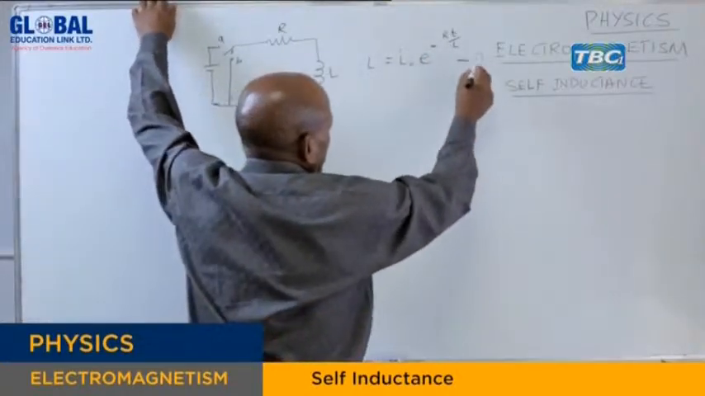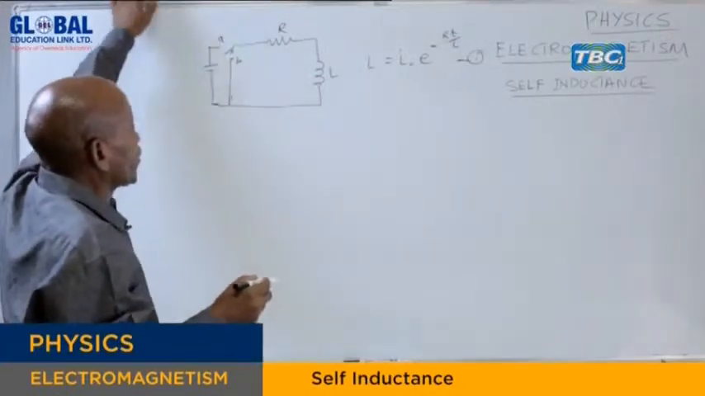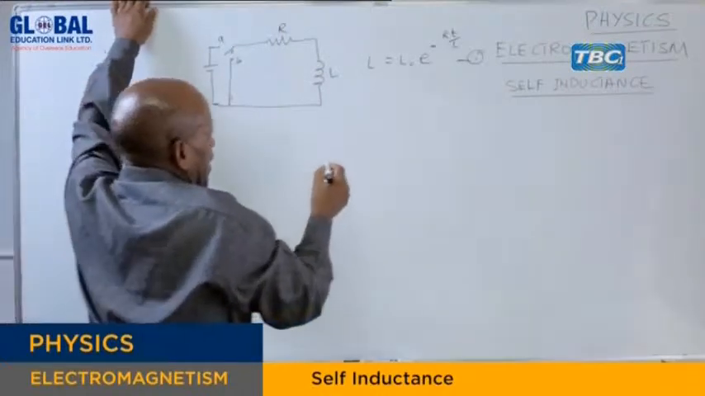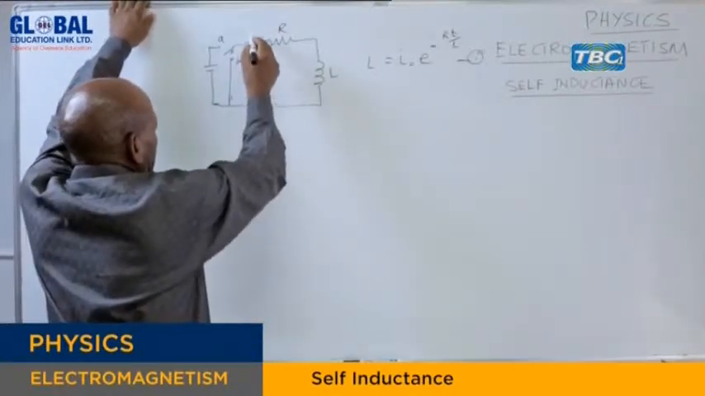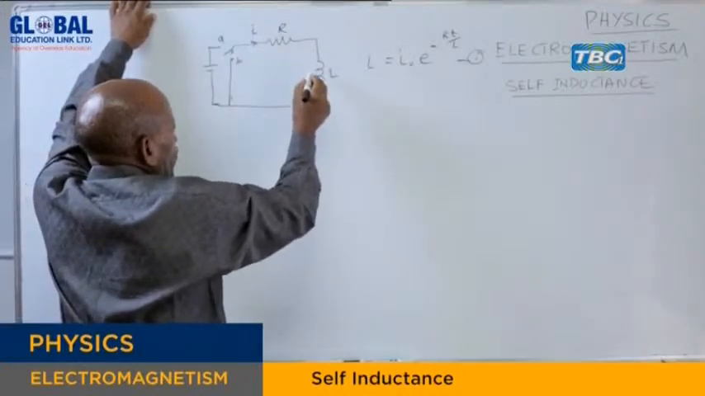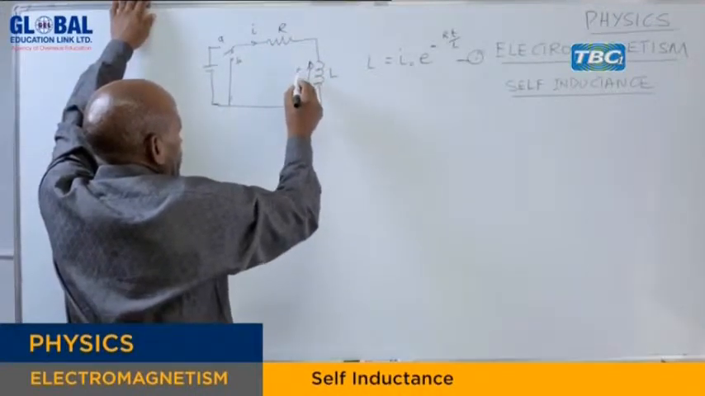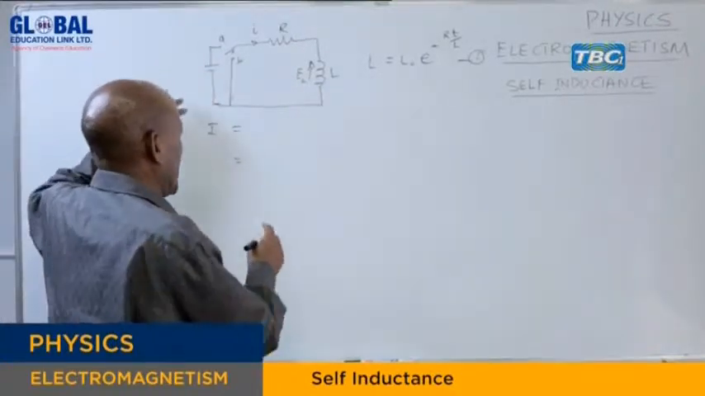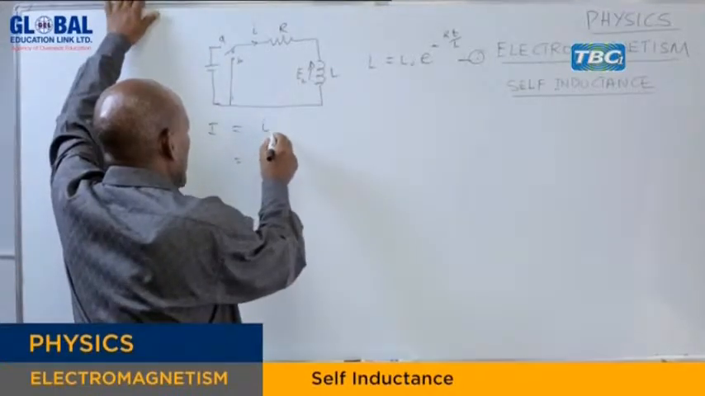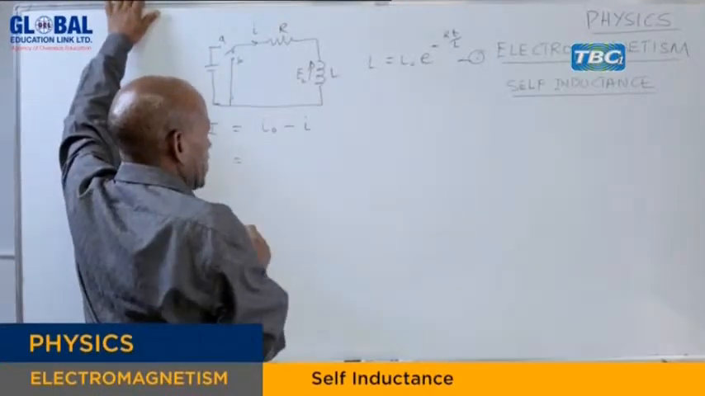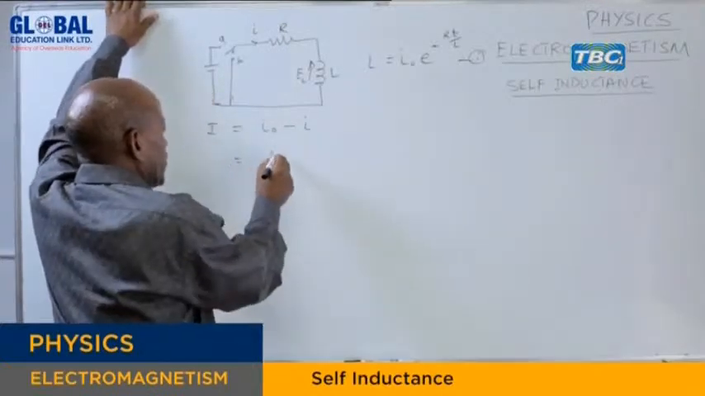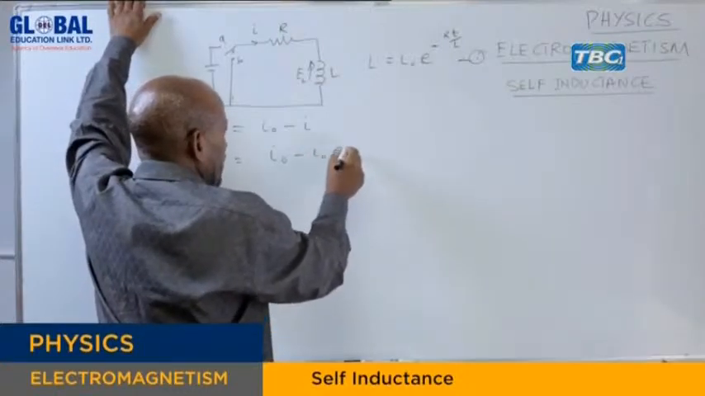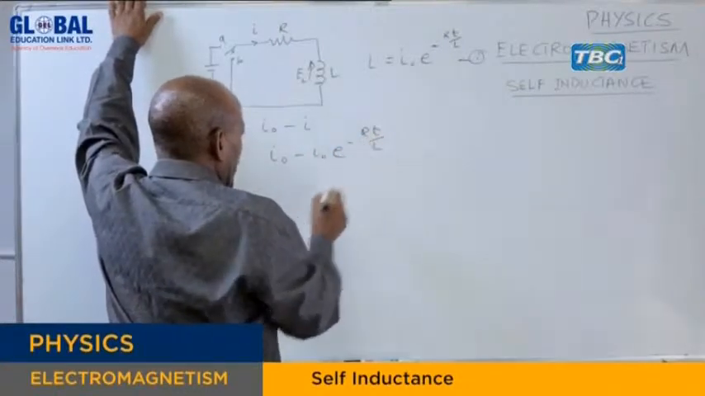But when you take the switch S and connect it to A, there will be a current flowing through the circuit, and that current I will be opposed due to an EMF produced by the inductor L. The resultant current I will be equal to I naught minus I, where I is I naught e to the power minus RT over L.